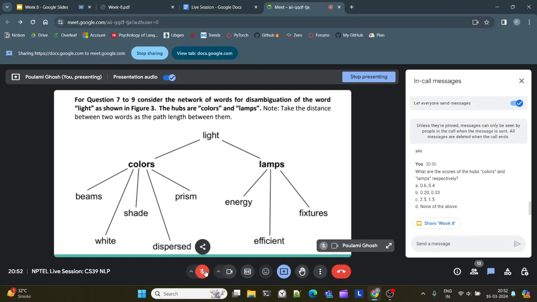Then do we need to just sum these scores for colors and lamps? Yeah, yeah, yeah.